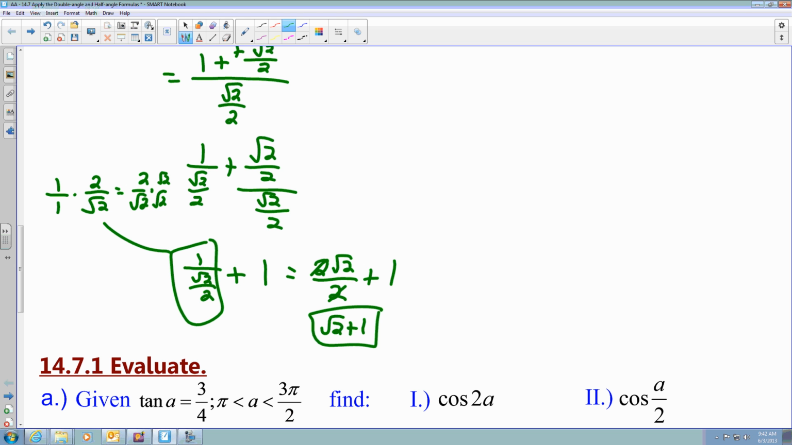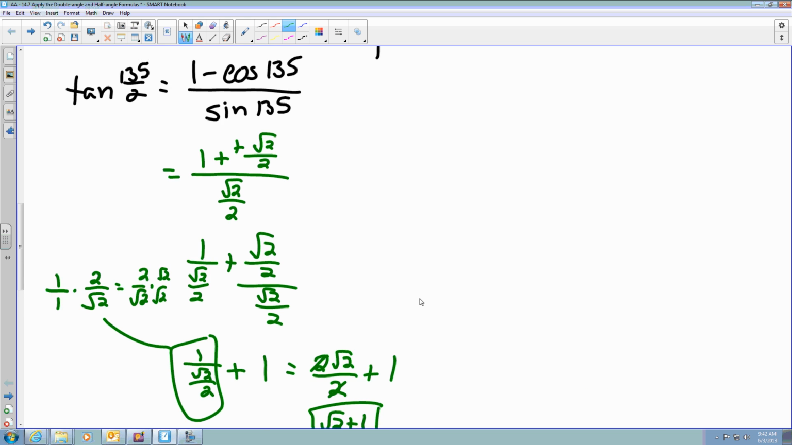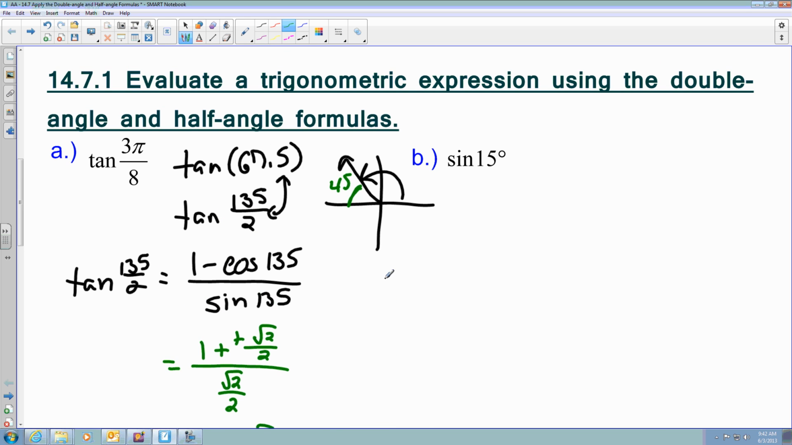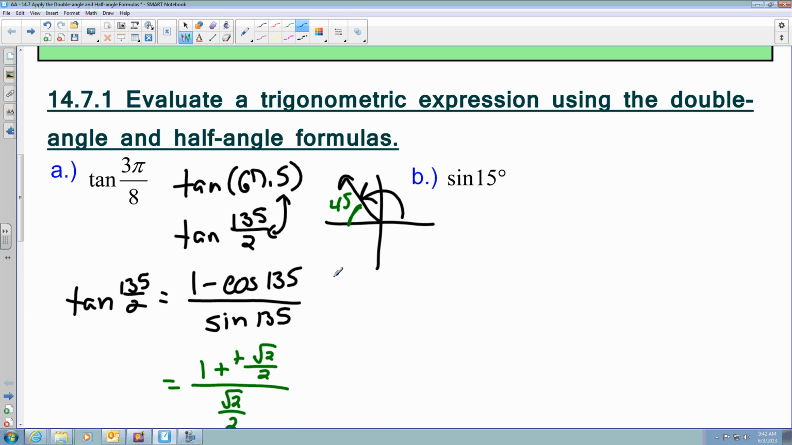Okay? So that's the exact value for the tangent of 3 pi over 8. If you're looking at the sine of 15 degrees, again, that one isn't a special ratio triangle, but if I go with the sine of 30 divided by 2, then I can implement 30 as A, and those are one of my special ratio triangles.